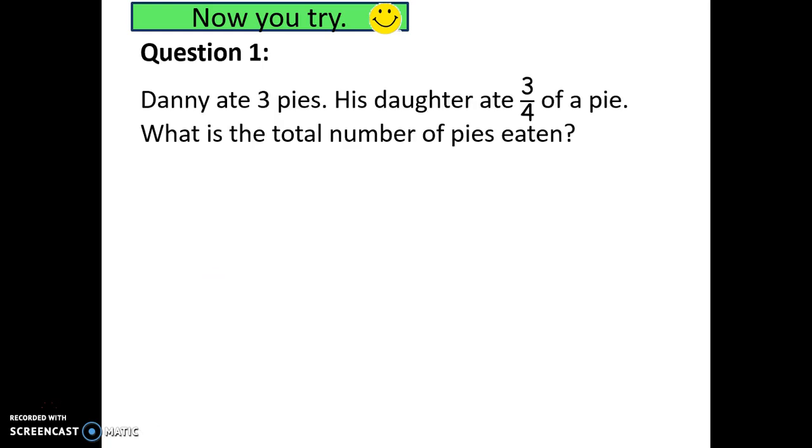Now let's try it. Question 1. Do take out your video worksheet and try this out. Danny ate 3 pies. His daughter ate 3/4 of a pie. What is the total number of pies eaten? I'm going to give you some time now to try this out. Please write down on your video worksheet. You may pause at any time if you require more time to complete the worksheet.